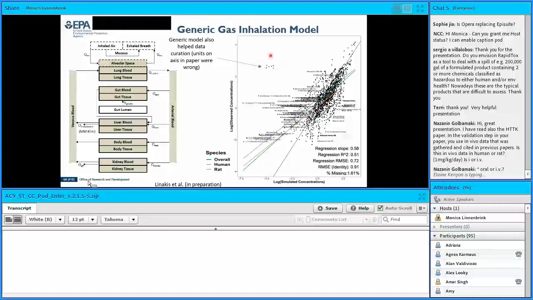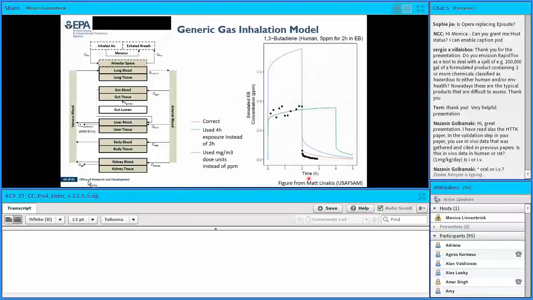And so this is a recreation, but we actually saw at one point a set of points that were just orders of magnitude off the curve. And we're like, what the heck's going on? And when we looked back, the units that were listed on the axes of the graph disagreed with what was in the text of the graph. And when we put in the units from the text, all of a sudden these points were right back on the line. So having a generic model can actually help you with curating in vivo data.